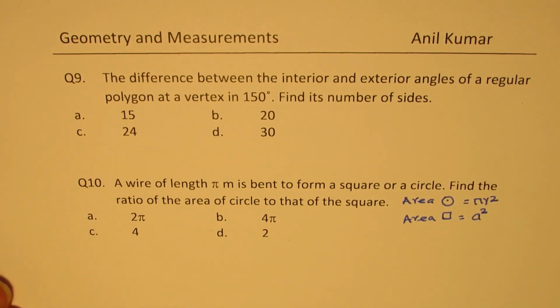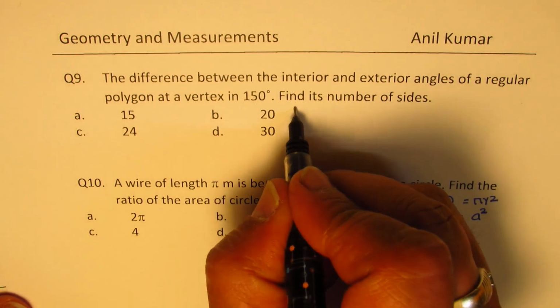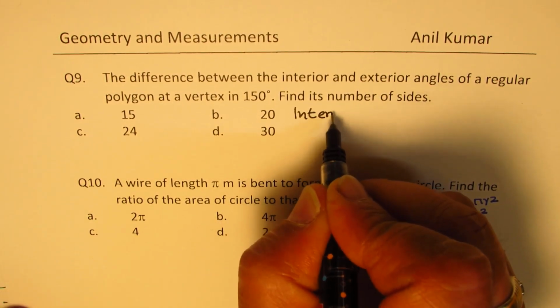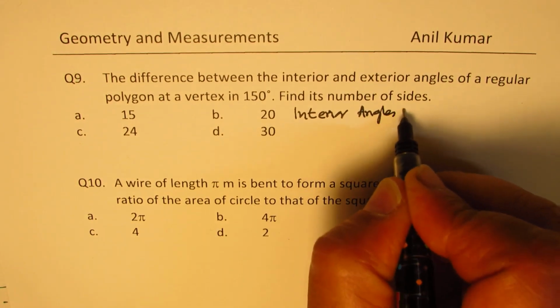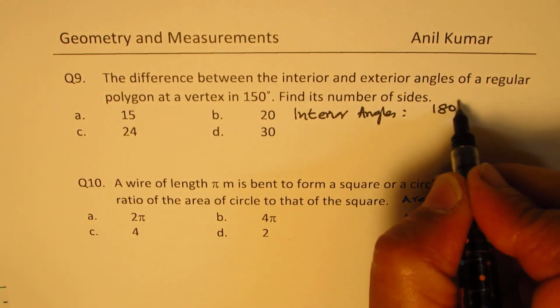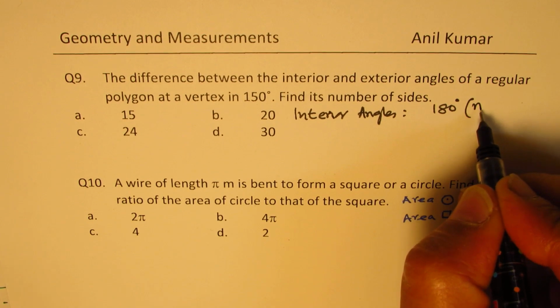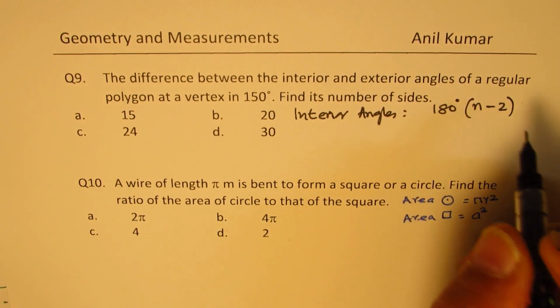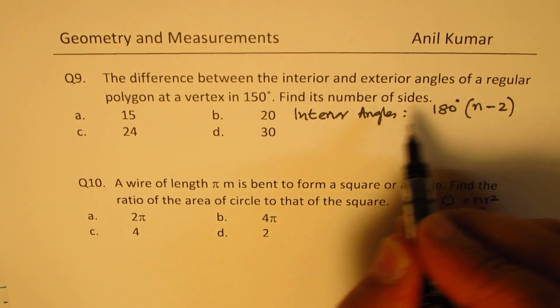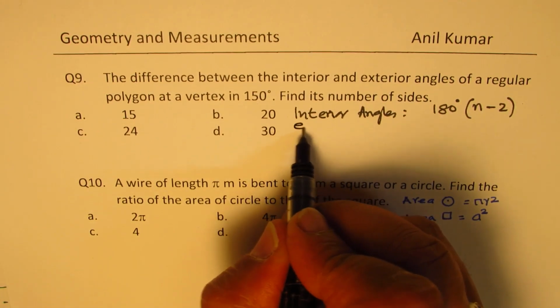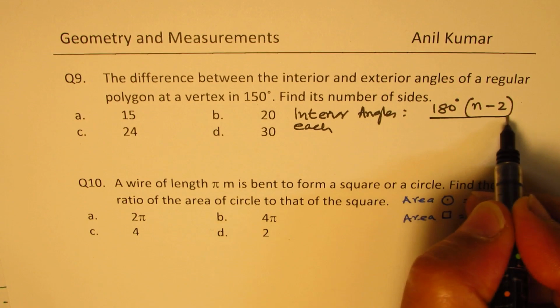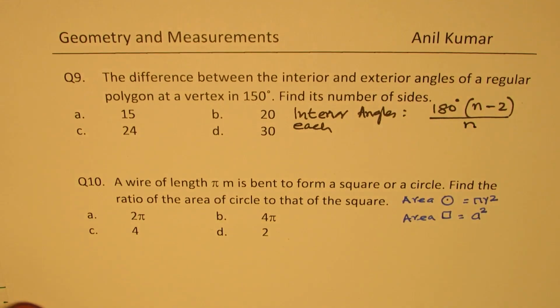Okay. So as far as the interior angles are concerned, the sum is 180 degrees times n minus 2, where n is the number of sides. Now, if n is the number of sides, then each interior angle, I'm not saying the sum, each interior angle will be divided by n. Is that clear to you?